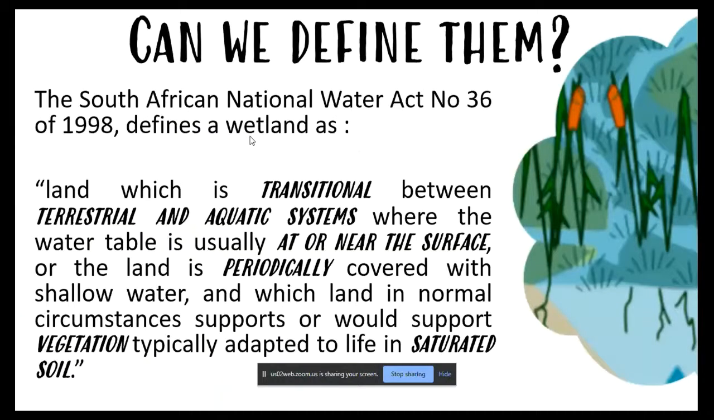So in terms of the South African legislation, how do we define wetlands? Land which is transitional between terrestrial and aquatic systems, where the water table is usually at or near the surface, or the land is periodically covered with shallow water, and which land in normal circumstances supports or would support vegetation typically adapted to life in saturated soils.